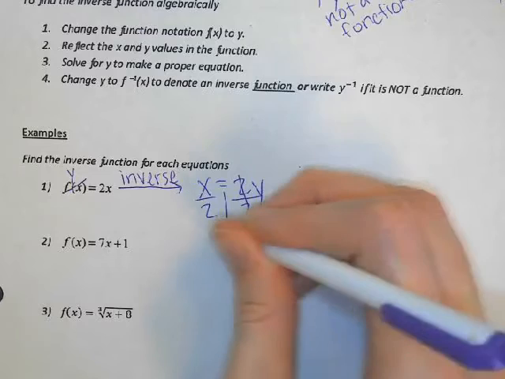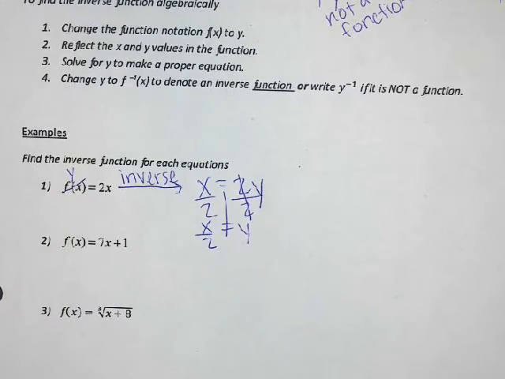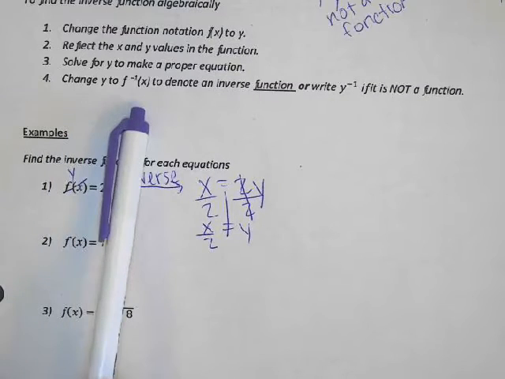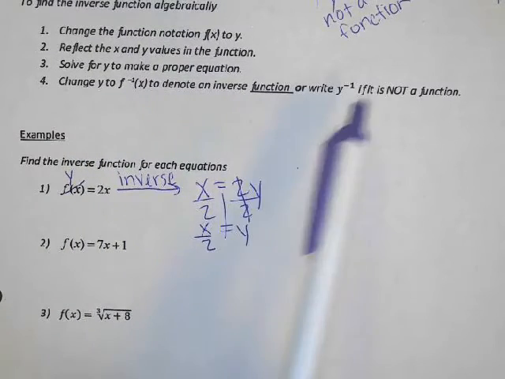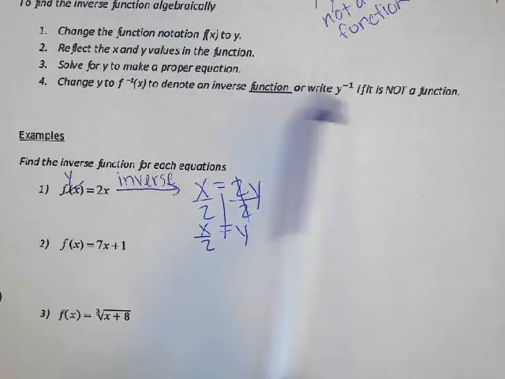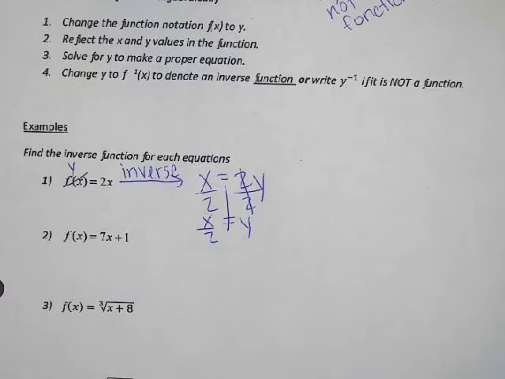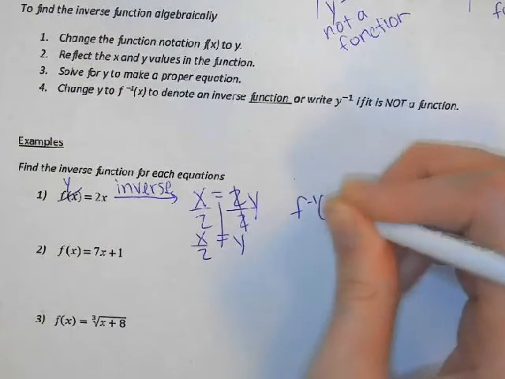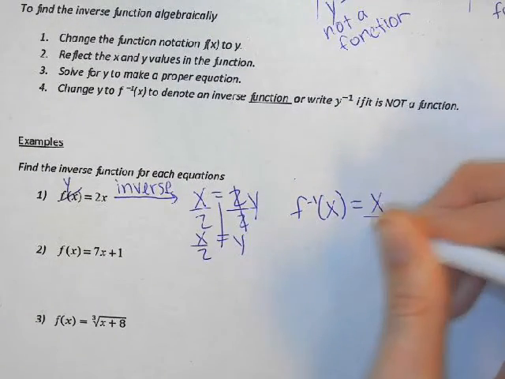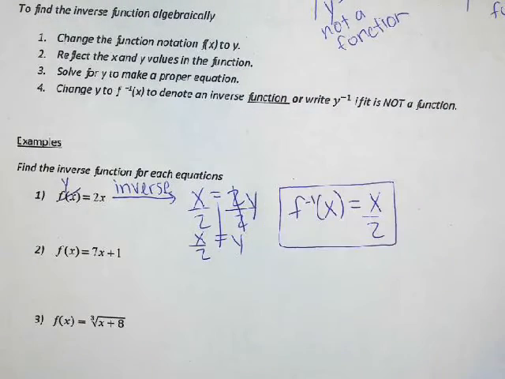We got y equals x over 2, right? But how do we tell the reader that this was the inverse I found? Well, step 4 says make sure you change that y to f inverse of x. But if it wasn't a function, how would I write it? Y inverse. See what I'm saying? So if it's a function, you put the negative 1. If it's not a function, you leave it as y. So we're going to rewrite this. Was it a function? So we're going to put f inverse of x equals x over 2. You found the inverse. Was that horrible?